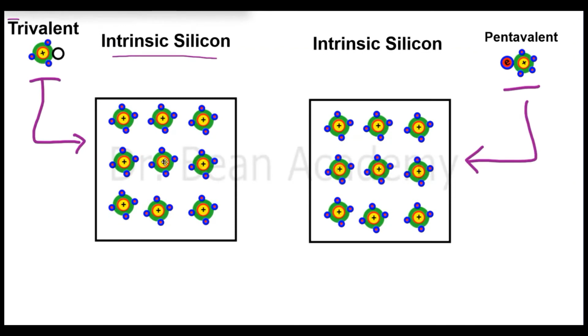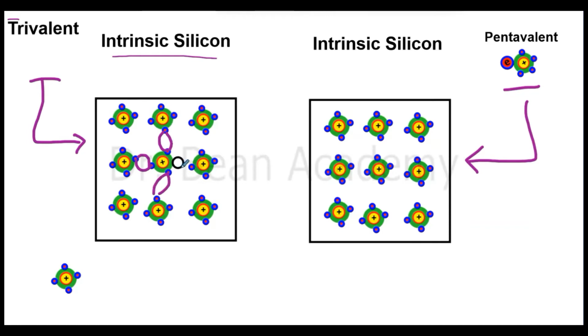For example, if I replace this silicon atom with a trivalent atom, what happens is very interesting. It makes covalent bonds with the three neighboring atoms because it's a trivalent material. It has only three electrons in the valence shell, so it makes a covalent bond with the three neighboring silicon atoms.